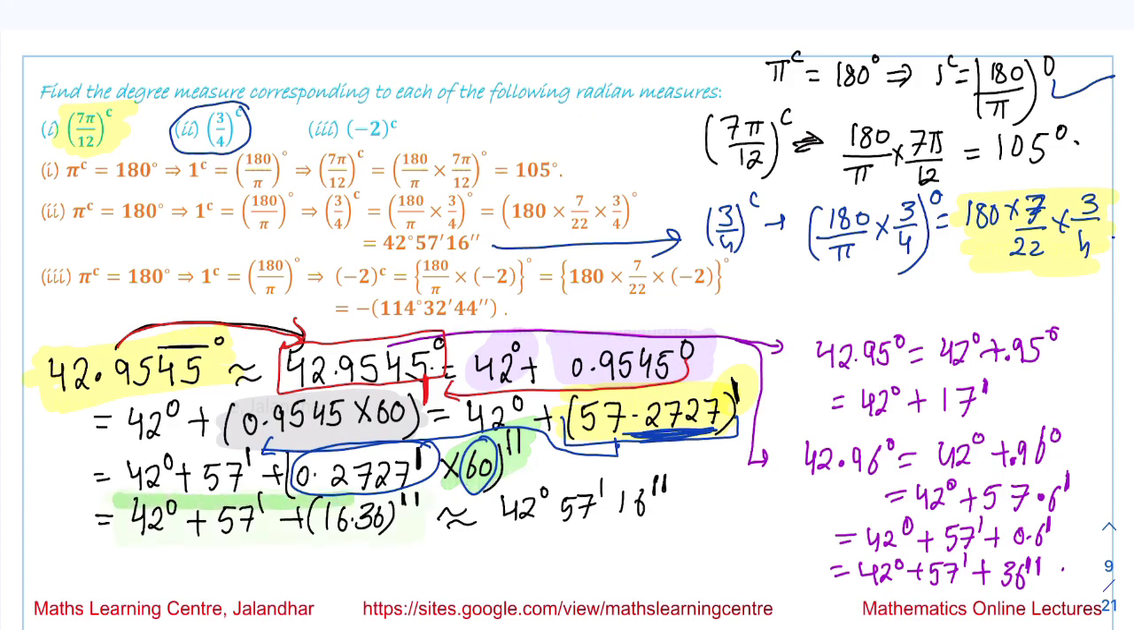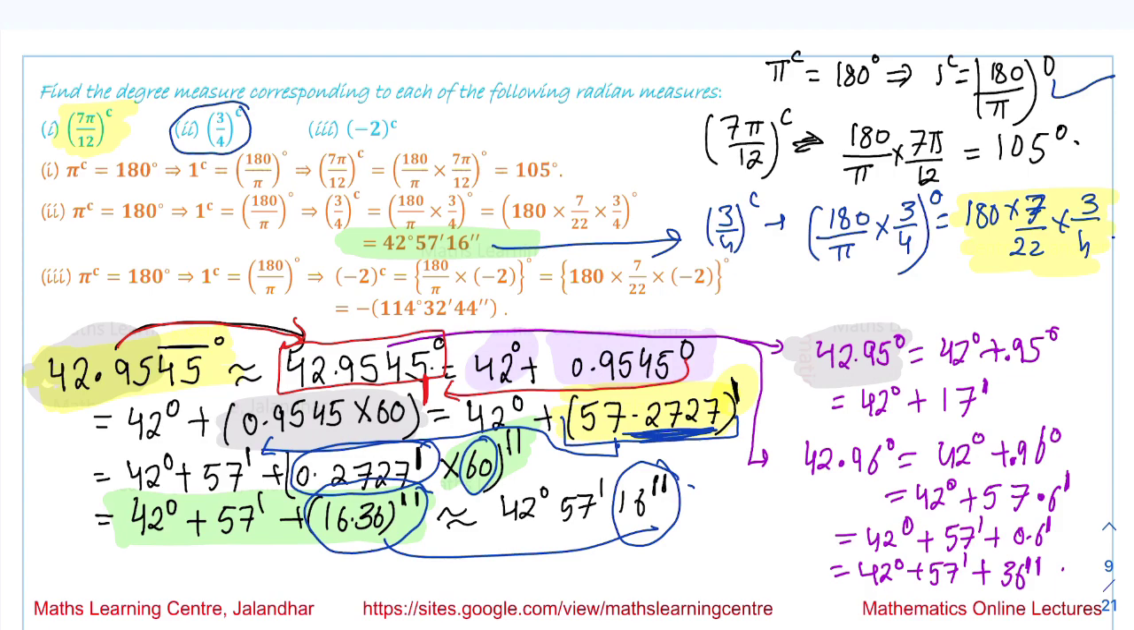So the answer we obtain is 42 degree plus 57 minutes plus 16.36 seconds, and we are writing this value 16.36 as approximately equal to 16, and we are obtaining this answer, 42 degree 57 minutes and 16 seconds. Now in place of this, suppose we have truncated the value up to 42.95. This is shown over here, it is 42.95 degrees we are talking about.